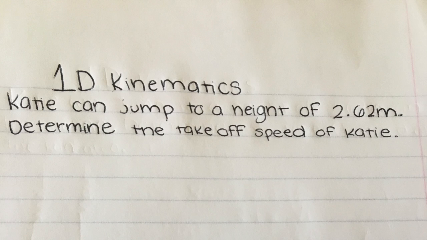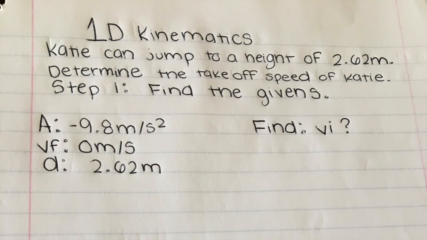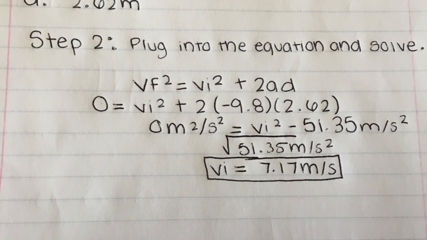So the problem is Katie can jump to a height of 2.62 meters. Determine the takeoff speed of Katie. So step 1 is to find the givens. The acceleration is negative 9.8 meters per second squared. The final velocity is 0 meters per second. The distance is 2.62 meters, and I'm looking to find the initial velocity.